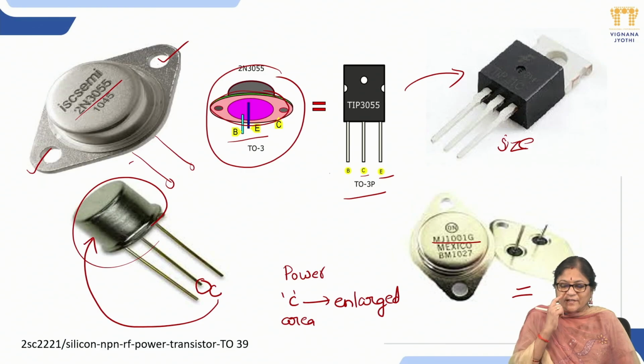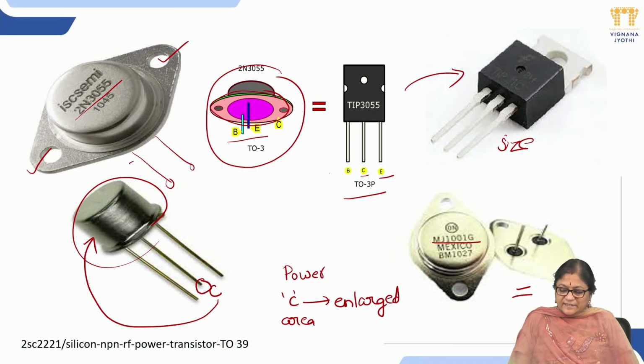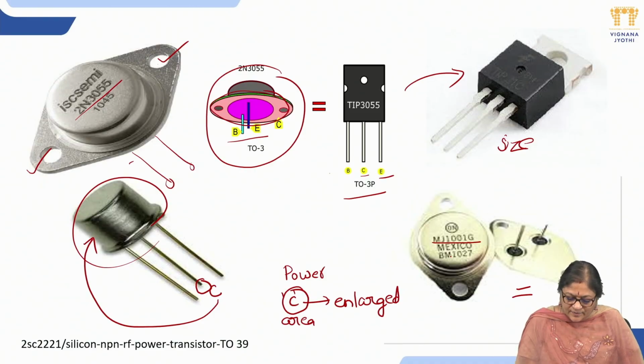Normally a transistor will contain three terminals, but we fix this transistor onto a metal surface, so that the collector area is enlarged, and the power and temperature generated will be dissipated into the free space very easily, so that the transistor will be protected. Here one point is observed: if power increases, the temperature generated also increases.